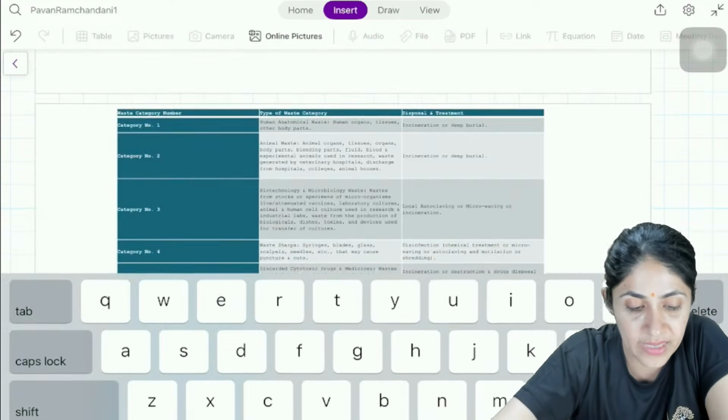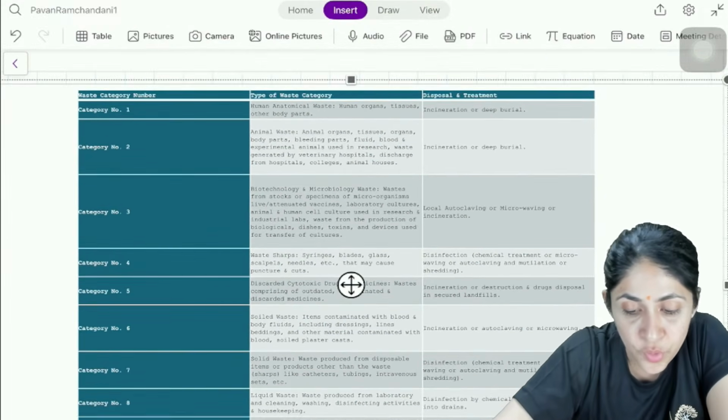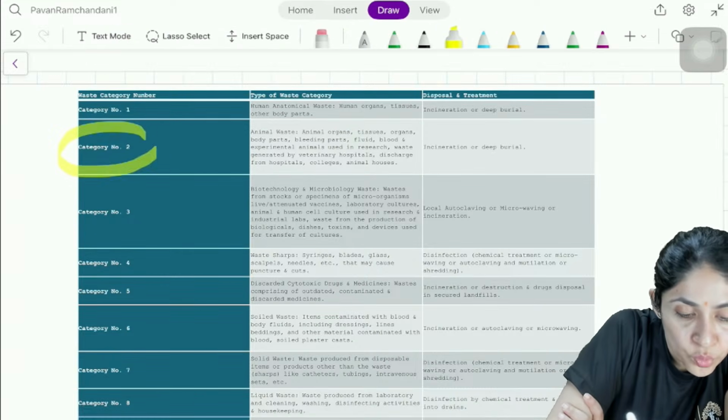Okay, this is a table which describes the various types of waste. So you will see that category number 2 is incinerated.